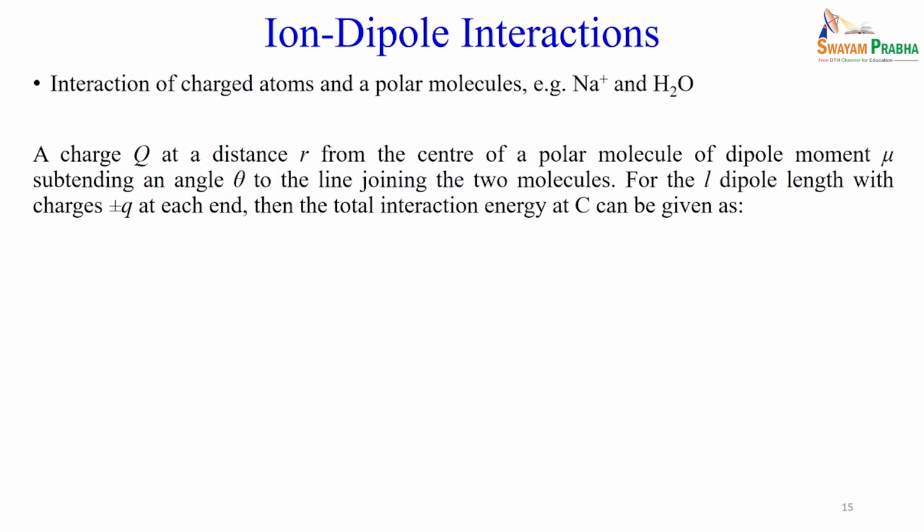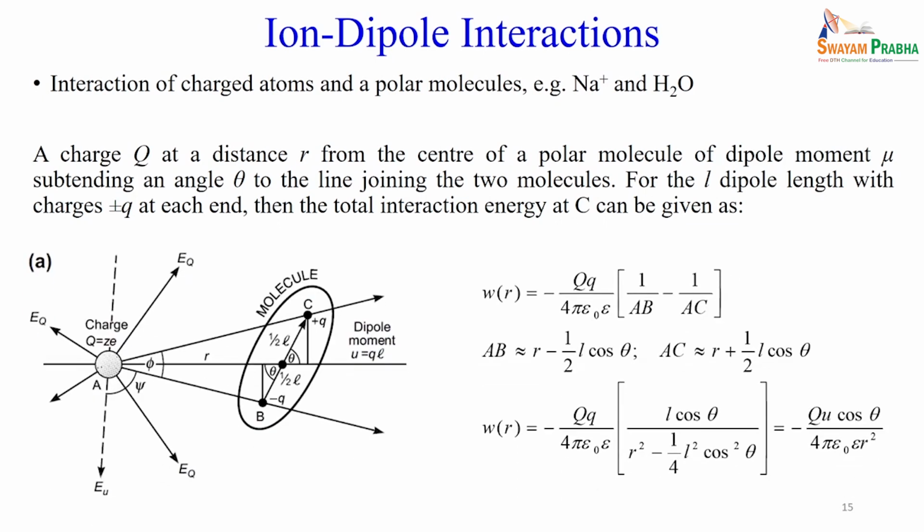Now, we are having the ion and dipole interaction of charged molecules and atoms, like sodium, and the other is the polar molecule water. So, here we are having a charged molecule, let us say sodium, and this is the polar molecule water. They are placed at a linear distance r, but if you look at the distance at the polar molecule, let us say we are defining A, here C, here B. The distance from here is AC and the distance from here is AB.